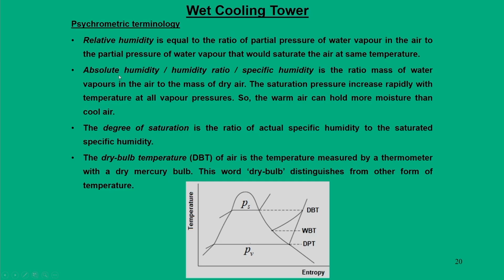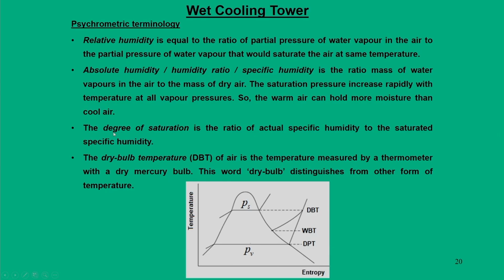Then we have absolute humidity, humidity ratio or specific humidity, they are all the same term, and it is the ratio of mass of the water vapor in the air to the mass of the dry air. So the saturation pressure increases rapidly with temperature at all vapor pressures. So warm air can hold more moisture than cool air. That means when your temperature increases, it can hold more moisture.